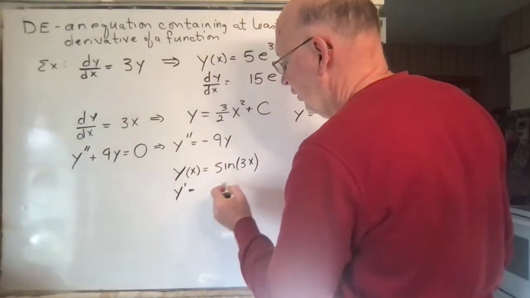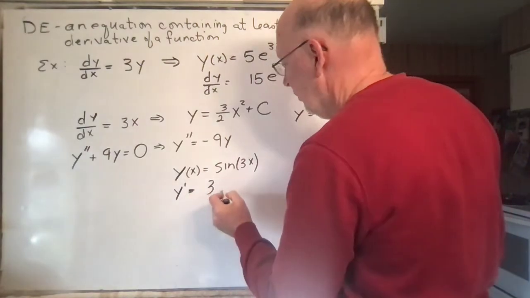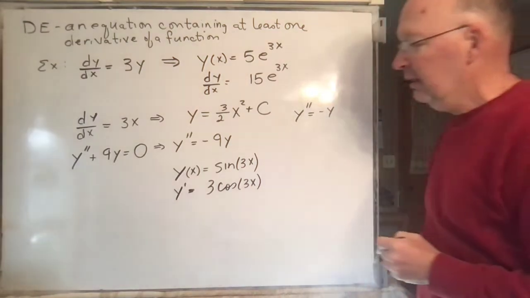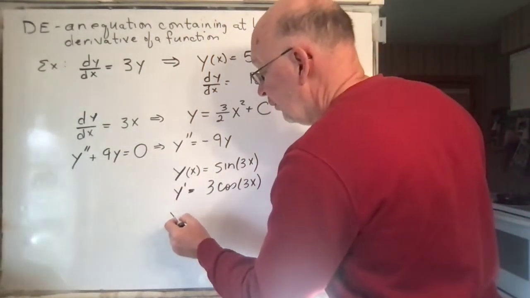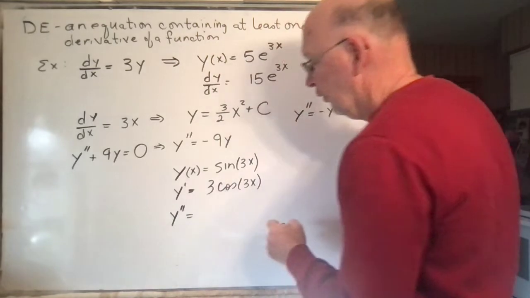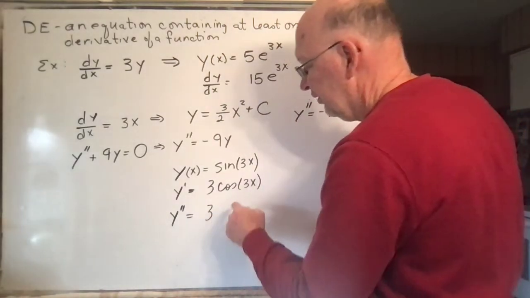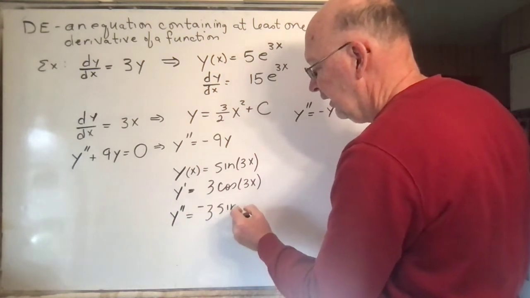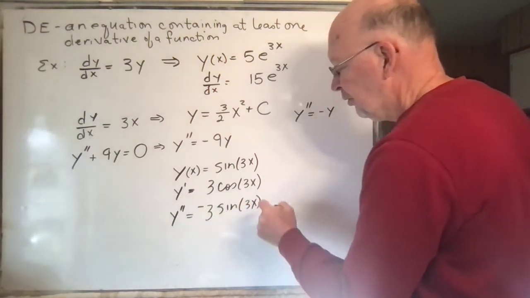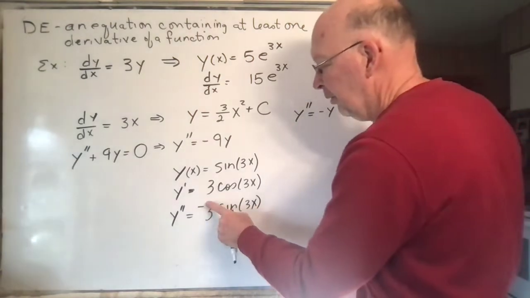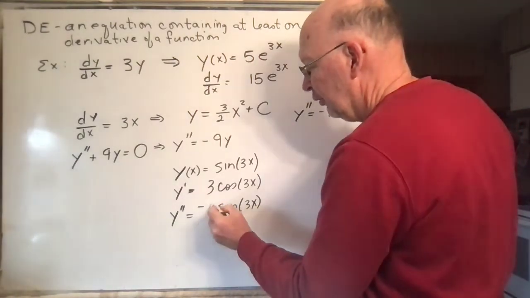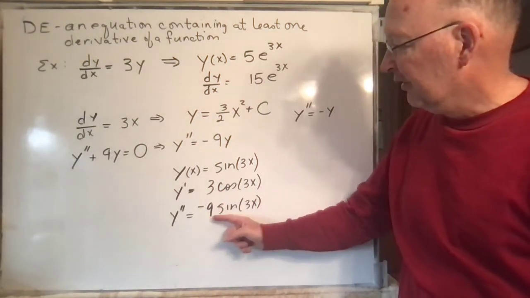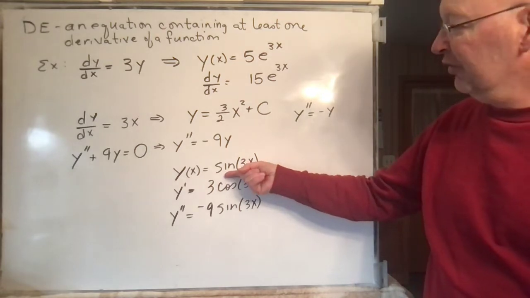Y prime is going to be 3 cosine of 3x. Agreed? And then the second derivative is going to be what? The 3 stays where it is. The derivative of the cosine is the negative sine, so it's going to be negative sine of 3x, and then you have to multiply by the 3, and when you multiply by the 3, sure enough, you end up with a negative 9 there. So look at there. Sure enough, the second derivative is negative 9 times the one you started with.